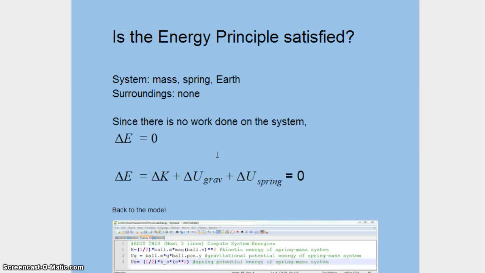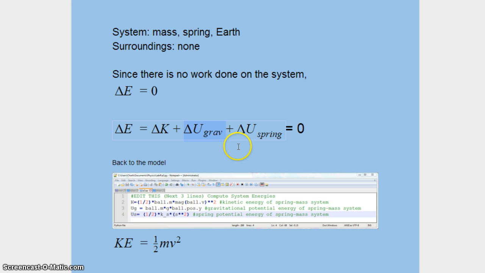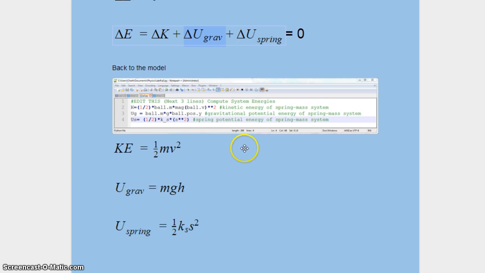So is the energy principle satisfied? Well, let's take our system as the mass of the object plus the spring and the Earth, and there's no work done on the system. We're going to go ahead and assume there's no heat added, so therefore our change in energy will be 0. The components of that energy are the kinetic energy of the object plus the potential energy due to gravity and the potential energy of the spring. So now let's go back to our model and see if that does in turn equal 0.